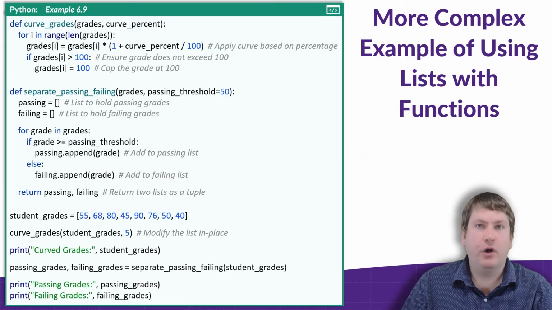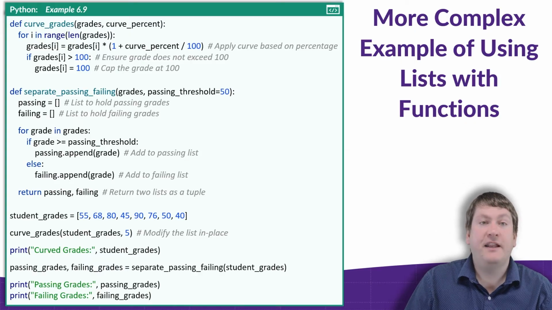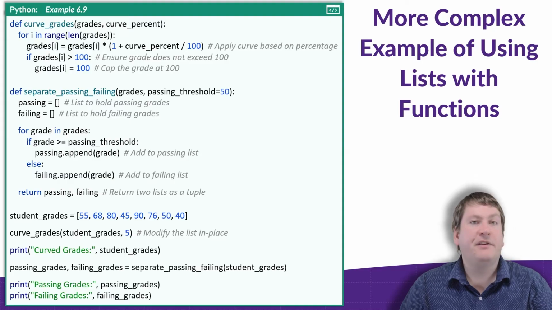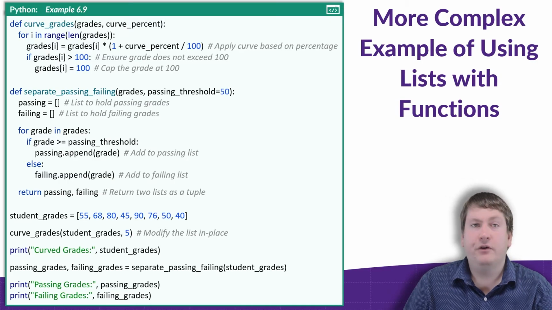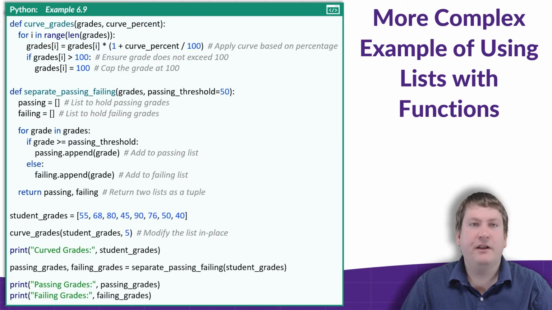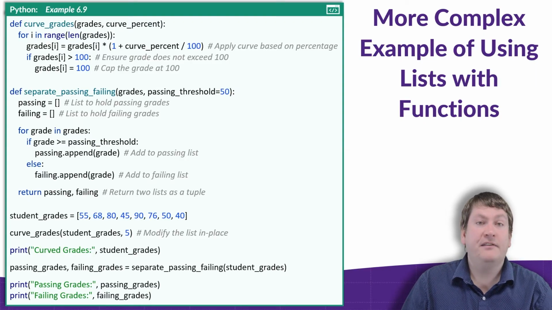Let's now look at a more complex example. This uses both iterating over lists as well as sending and receiving lists from functions. What it does is allow us to curve student grades by a certain percentage, as well as separate the passing and failing grades into two different lists.